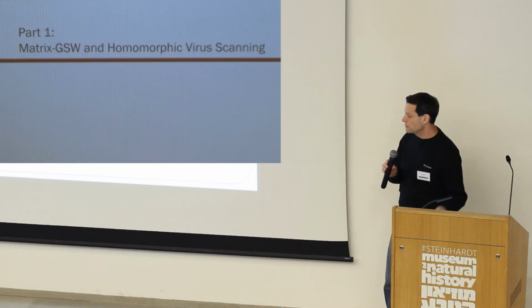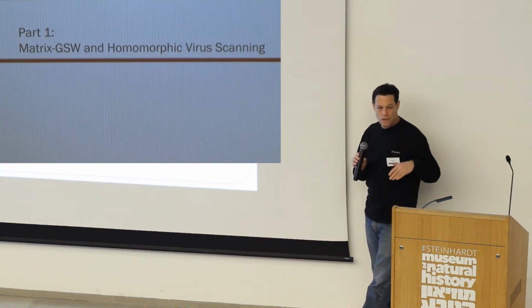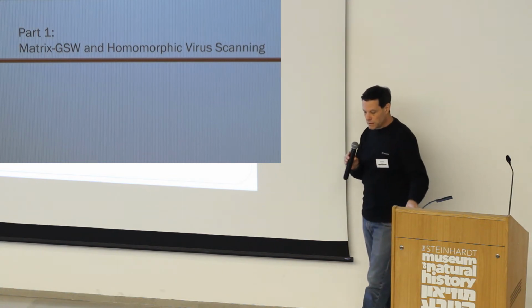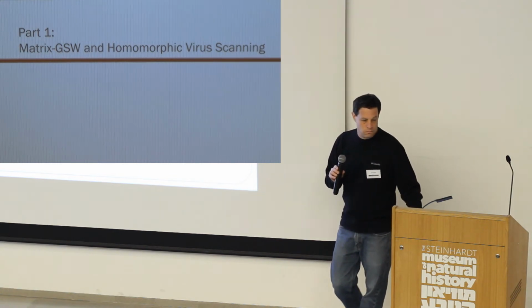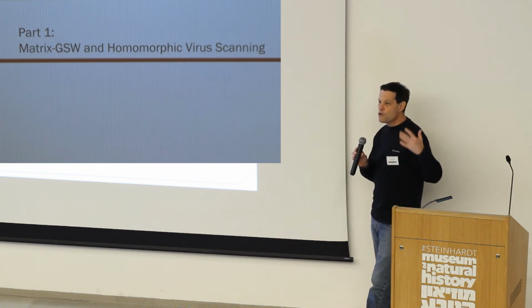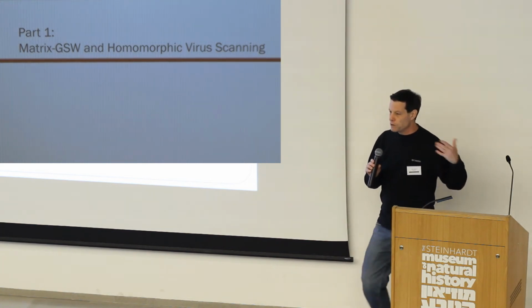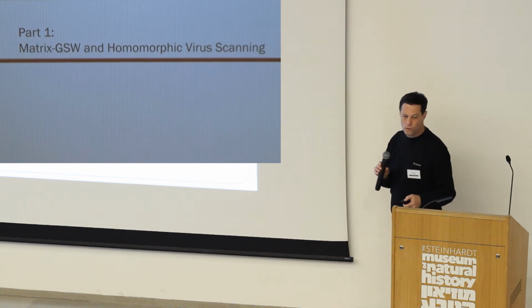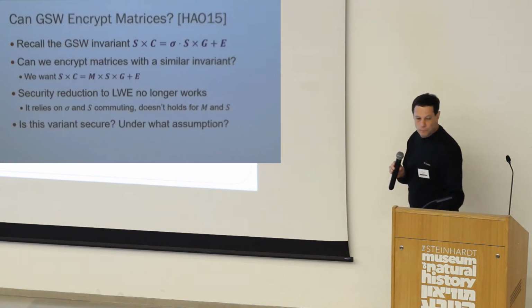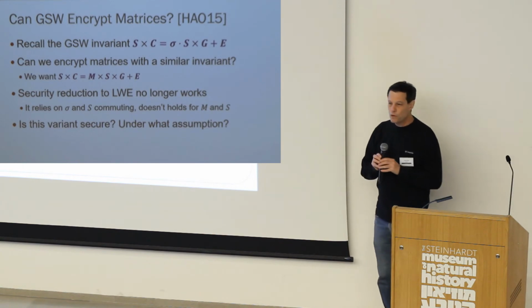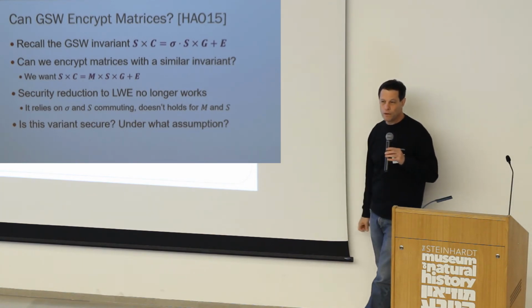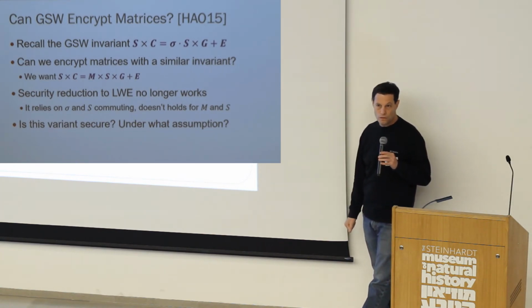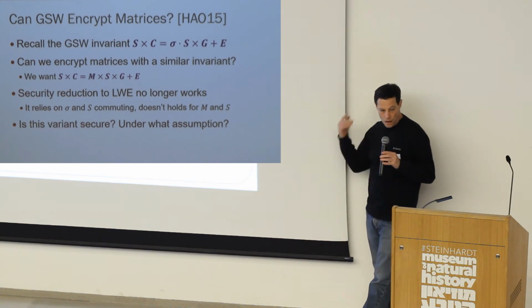And with that, I covered all the background that I need. So I'm going to spend the next part of the talk talking about how to use GSW to encrypt matrices rather than scalars, and an application for homomorphic virus scanning. The question of how to use a GSW-like thing to encrypt matrices was looked at a couple of years ago by Hiroshima, Abe, and Okamoto.